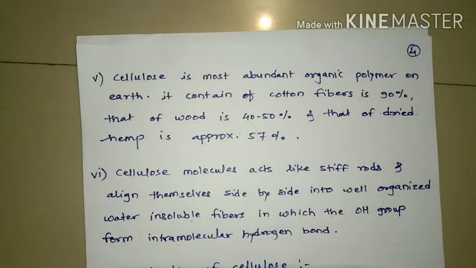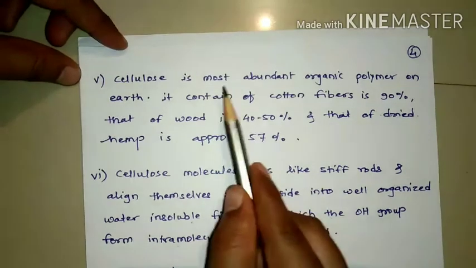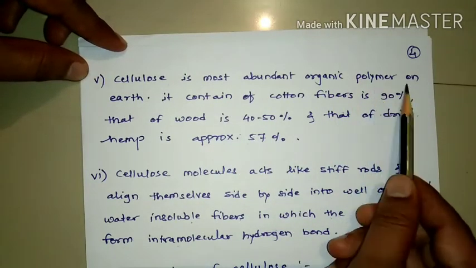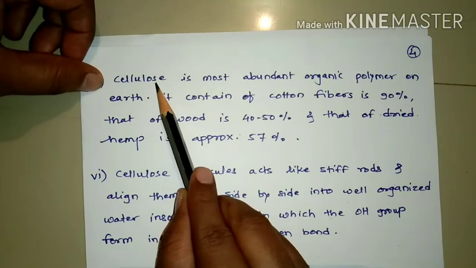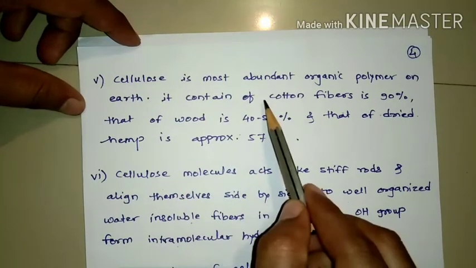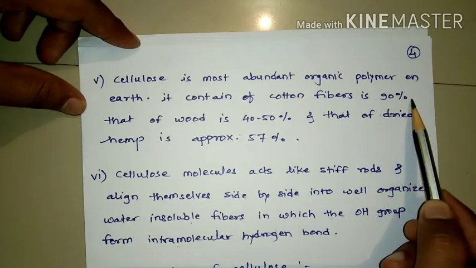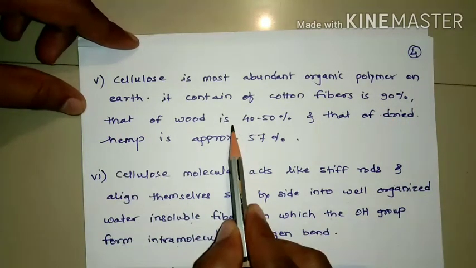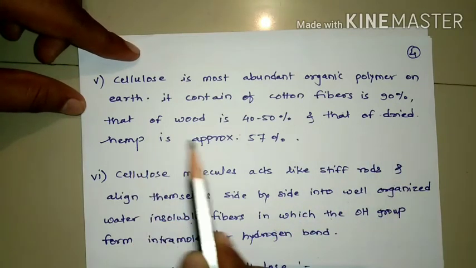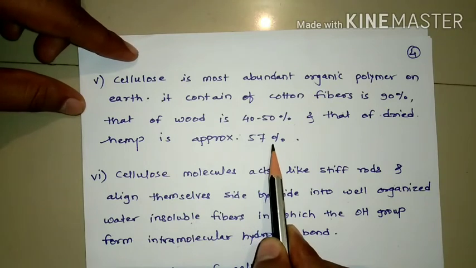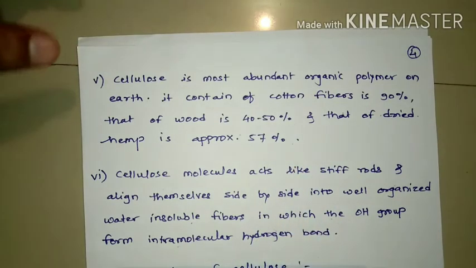Then the next point is cellulose is the most abundant organic polymer on earth. On earth, the maximum content is of cellulose. It contains cotton fibers 90%, wood 40 to 50%, and dry hemp approximately 57%. That means cellulose is present in maximum amounts in different fibers, wood and dry hemp.